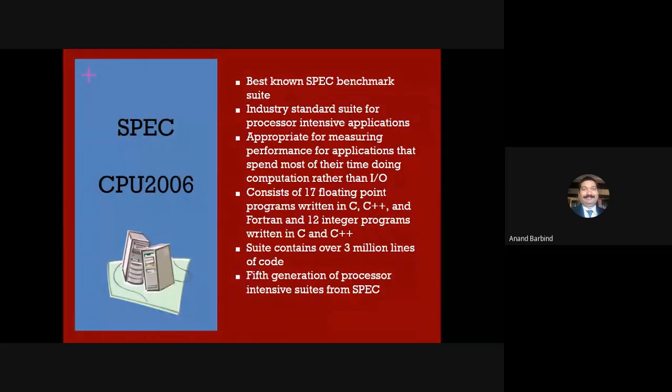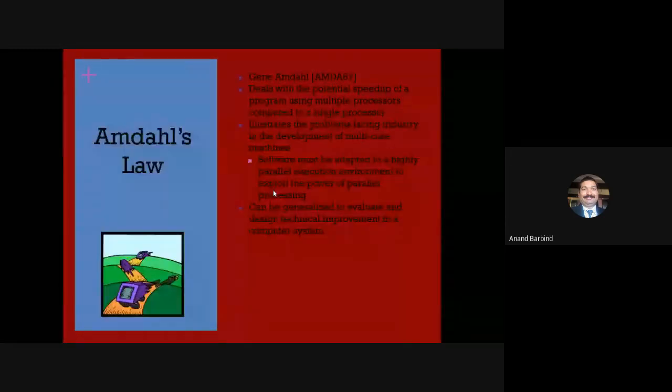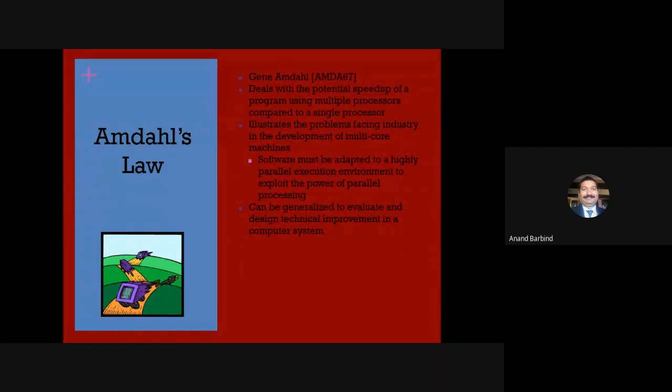Okay, so if you want to measure the performance of your computer, what you can do is execute these 17 floating point programs or 12 integer programs on your computer and find out the time required for execution of these programs on your computer. Okay, so this is how that particular SPEC works. There are many other suites from SPEC. You can refer to the book of William Stallings to get to know the other suites or other types of programs.